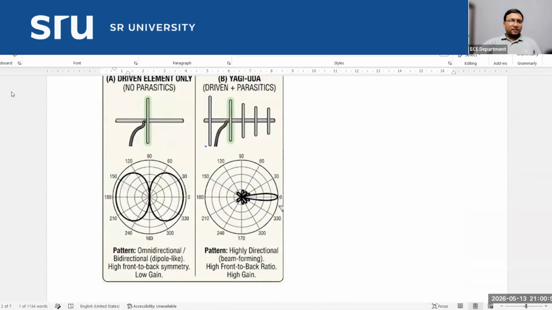Suppose only this driven element is there, there is no parasitic element. Basically, it will radiate like that. So in one plane, the radiation is like that, and on the other plane, the radiation is omnidirectional because it will have a donut shape of radiation. It means that if you take the cross section, it will look like that, but actually the radiation will look like this.